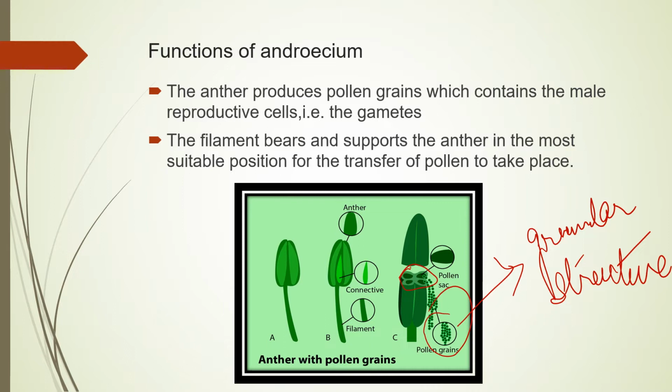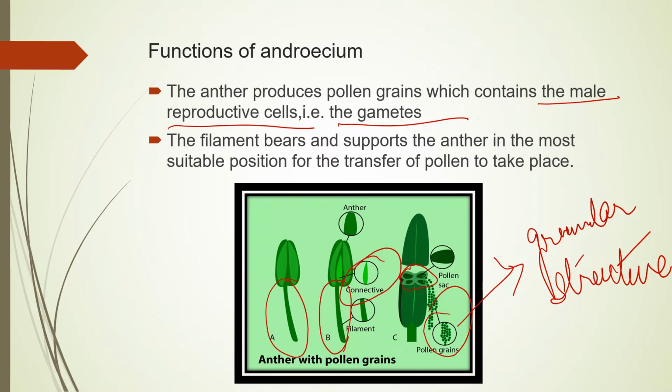So what is the main function of Androecium? The anther produces the pollen grains which contain the male reproductive cells or the gametes. So these pollen grains are the male reproductive cells or gametes. And what is the filament doing? The filament is bearing and supporting the anther. It is holding the anther, and the point by which it connects the anther is called the connective.